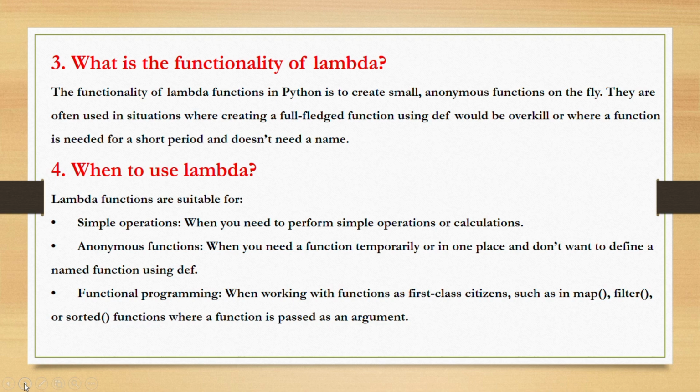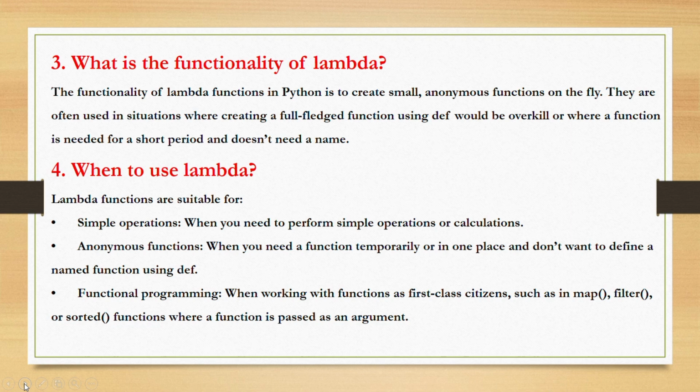And when to use the lambda function, that's the fourth question. Lambda functions are suitable for simple operations, which I've already explained. When you need to perform simple operations or calculations, it is used for anonymous functions. When you need a function temporarily or in a place and don't want to define a main function using the def keyword, isn't it?